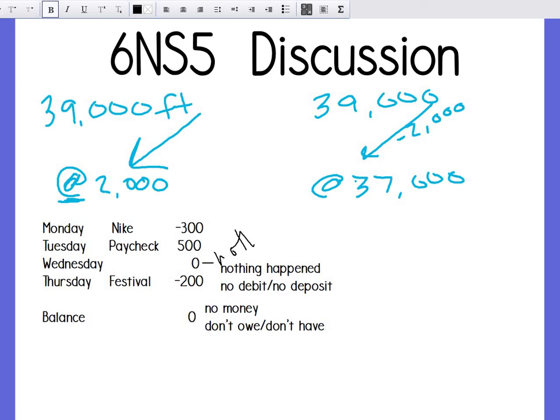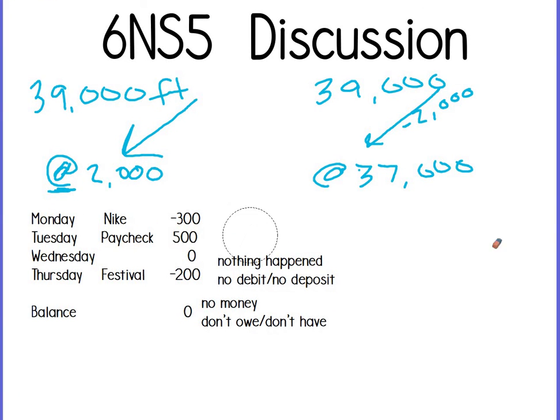So even though we see 0 in the bank account in two different places, they mean two different things. So you really have to pay attention to the context clues and use them to help you decide what 0 means.